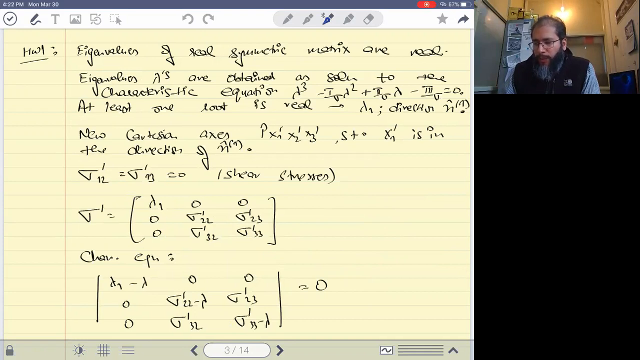To show that eigenvalues of a real symmetric matrix are real, we first have to form the characteristic equation, because the eigenvalues are the solutions to the characteristic equation, which is given here. We can see that this is a cubic equation, so we will definitely know that at least one of the roots is real, and we take that root as lambda1. That's the eigenvalue which is real, and the corresponding eigen direction we call n superscript 1.